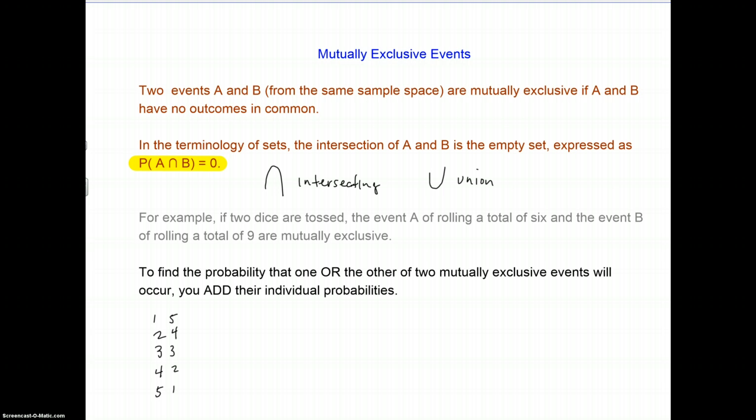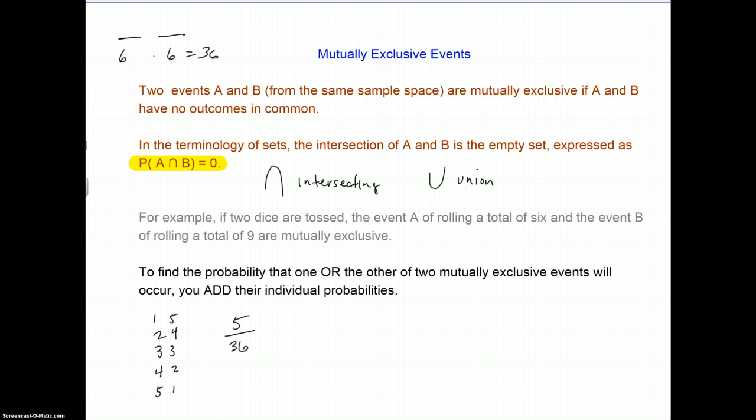There are 5 of them, and there are 6 outcomes possible for each die roll, right? So each time I roll, I'm rolling 2 dice. The first one there's 6 possibilities. The second one there's also 6 possibilities. 6 times 6 is 36. So our probability is 5 out of 36 of rolling a 6.